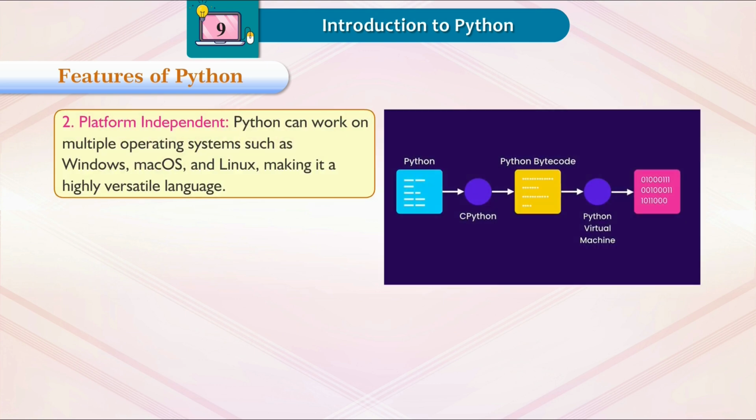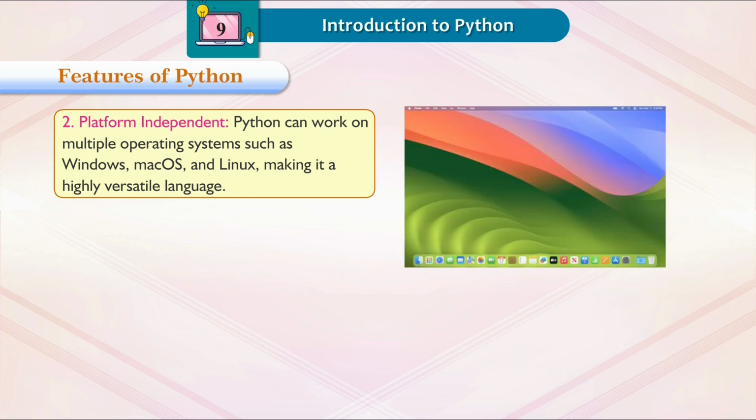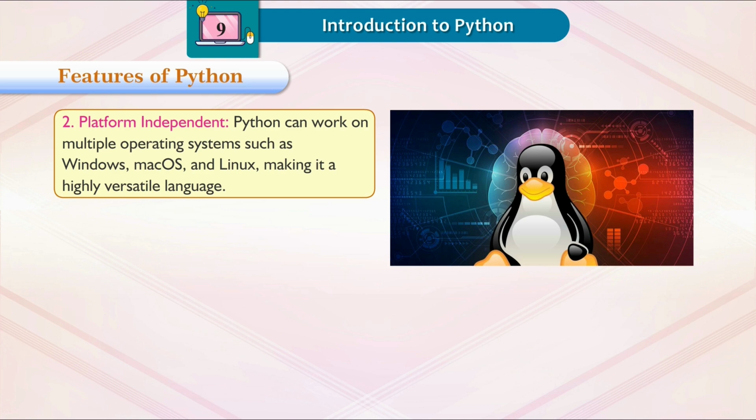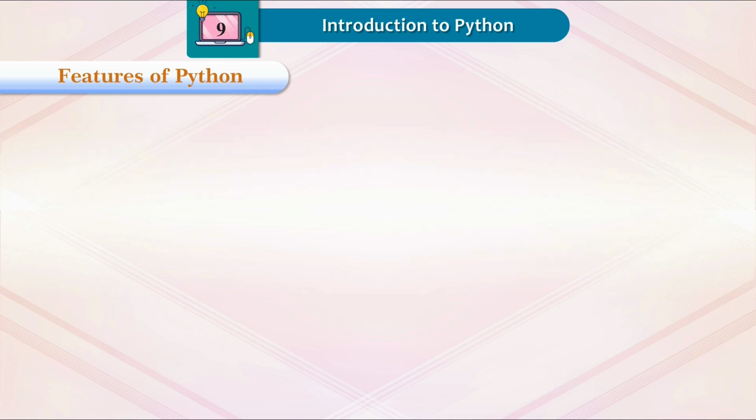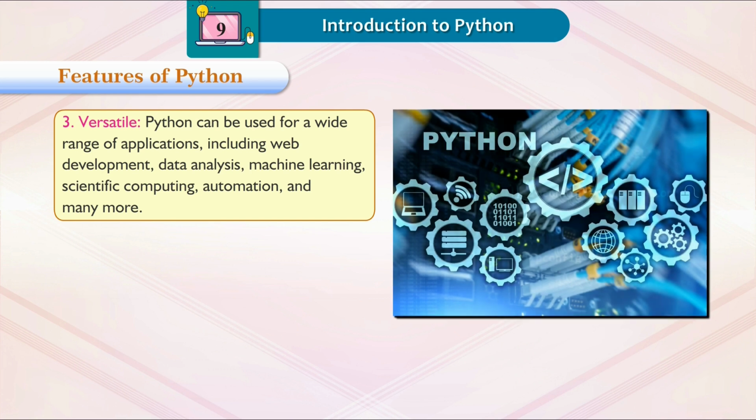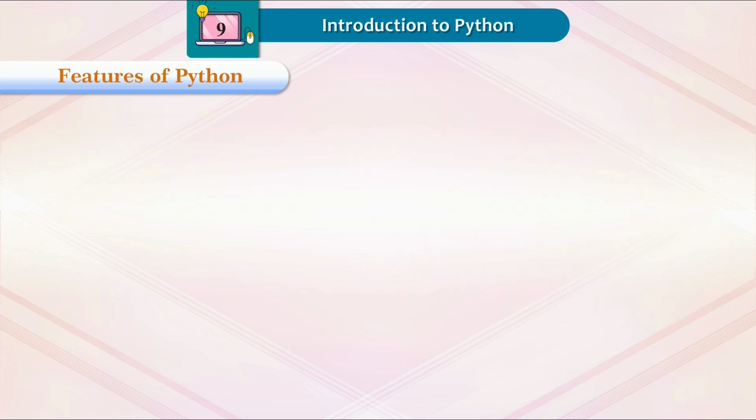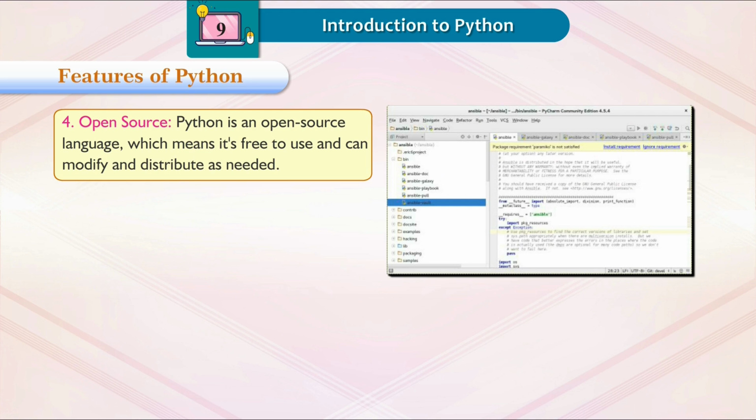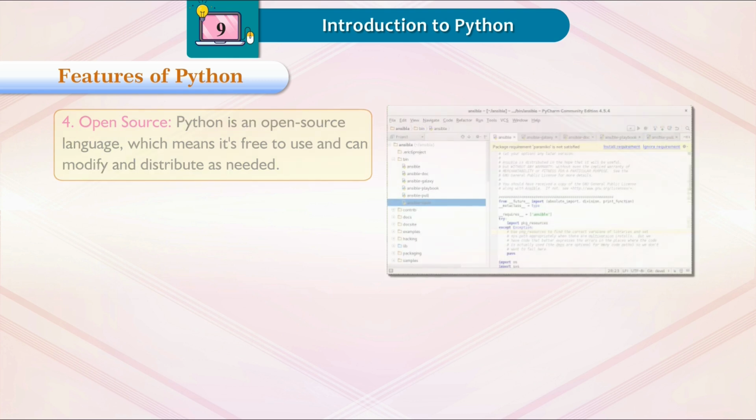2. Platform independent. Python can work on multiple operating systems such as Windows, Mac OS, and Linux, making it a highly versatile language. 3. Versatile. Python can be used for a wide range of applications including web development, data analysis, machine learning, scientific computing, automation, and many more. 4. Open source. Python is an open source language, which means it's free to use and can be modified and distributed as needed.